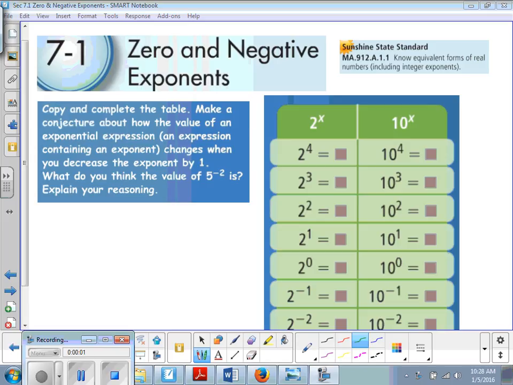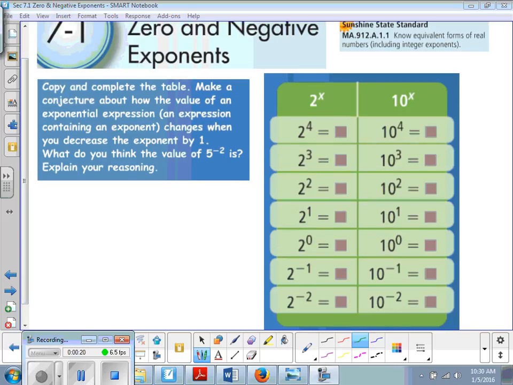Zero exponents and negative exponents. I want you to copy down this chart. It is in your textbook. And we're going to come up with some kind of rule, a conjecture. We're going to come up with some kind of rule for negative exponents.